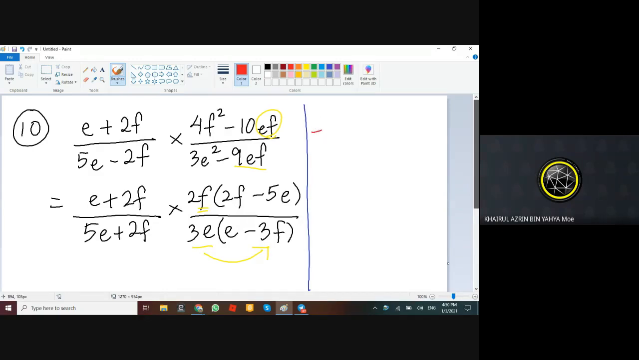The answer should be like this. I write smaller. The answer, maybe I write 2F first. 2F in bracket E plus 2F and then 2F minus 5E. We just write everything, because we cannot eliminate anything. Cannot. Down here is 5E plus 2F.